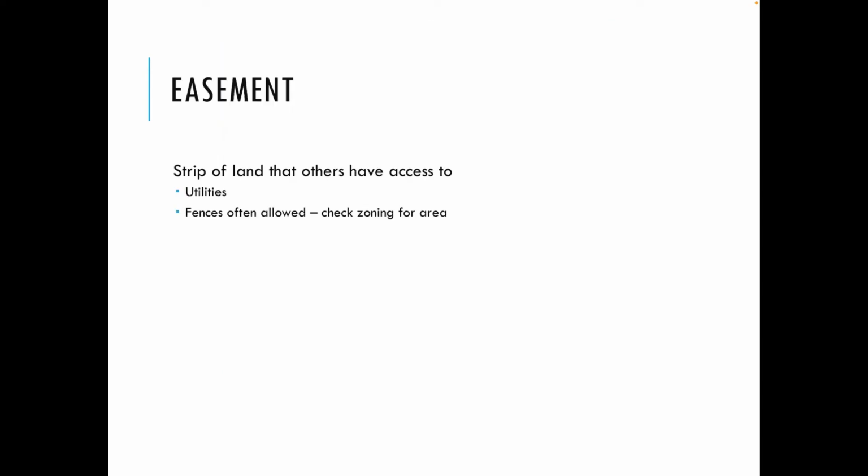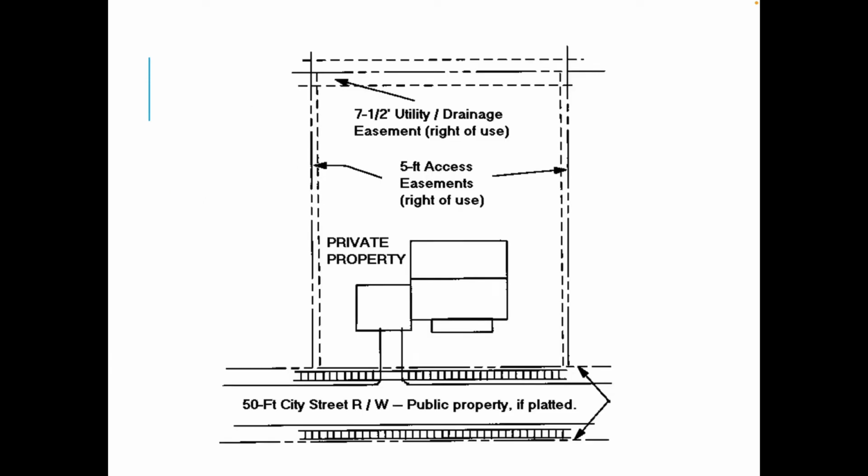An easement may be a strip of land that others have access to. It's not necessarily the city. Utilities are the most common for this. Fences are usually allowed on an easement. You might have to check the zoning for an area, but you might not be allowed to build permanent structures, sheds or decks or things of that nature. And on an easement, utilities can come in there and maintain lines, maintain electrical lines, maintain gas lines, those sorts of things.